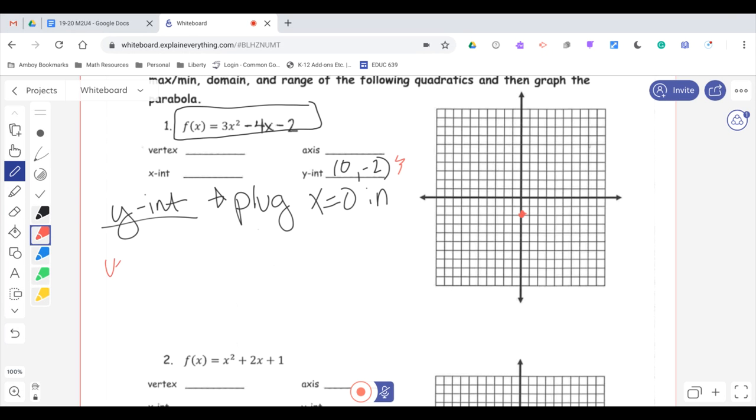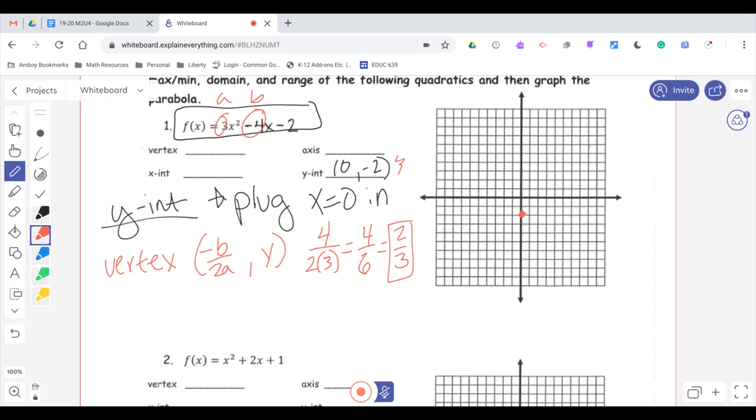So for my vertex, to find my x-coordinate, I'm going to use negative b over 2a, and then I'm going to plug that back in to get y. Okay. So up here, negative 4 is my b, and 3 is my a. So I might end up with a fraction. That's okay. So b is already negative, so that means it's going to be a positive 4 over 2 times 3, which is 6. I'm going to reduce this to 2/3. Okay, so that's part of my vertex, 2/3.